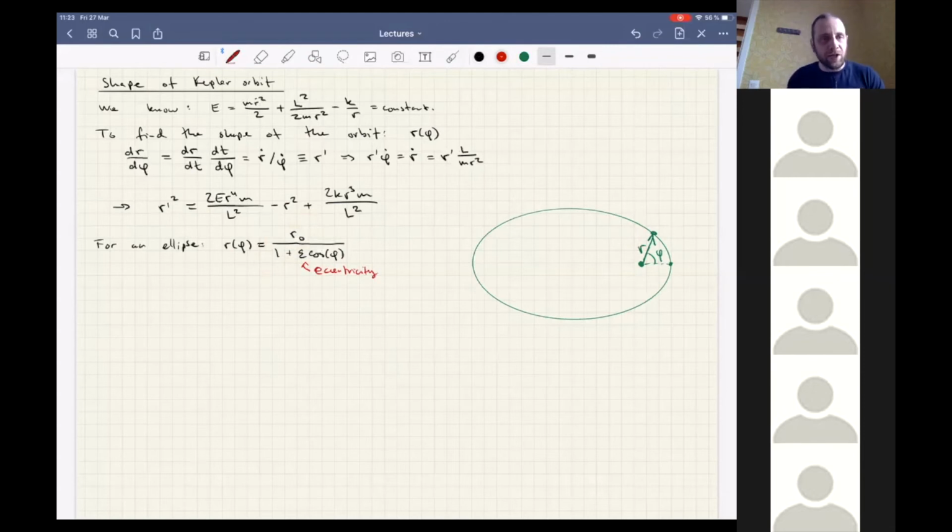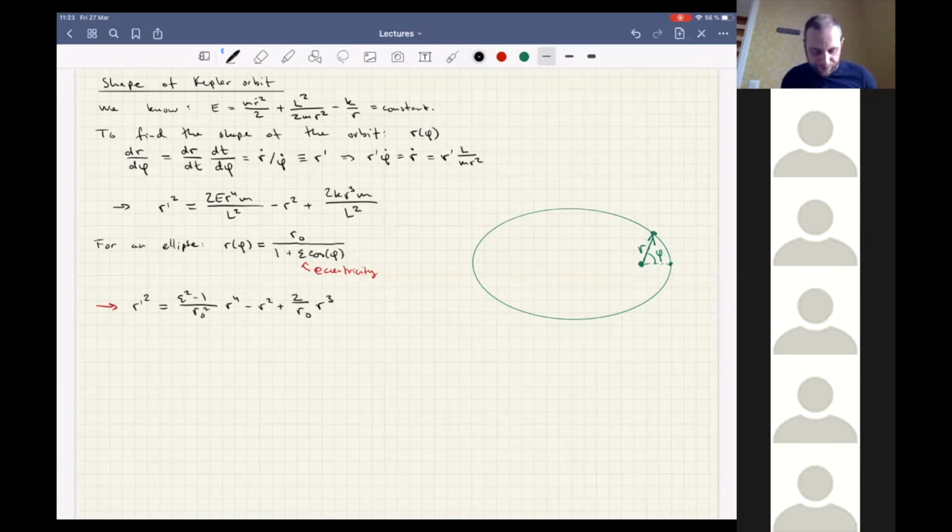However, I can differentiate this with respect to phi, and then I can rewrite it in terms of r again. So if I do that, I differentiate and I square it. And what this is going to leave me with is (epsilon squared minus 1) divided by r0 squared times r to the 4th, minus r squared, plus 2 divided by r0 times r to the 3. So this is going to be true for an ellipse.